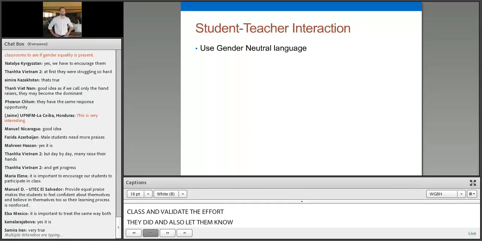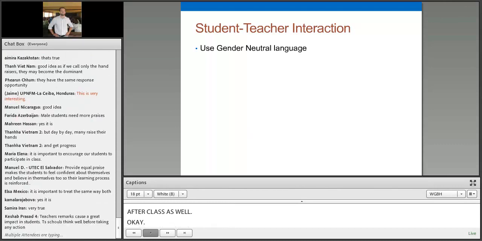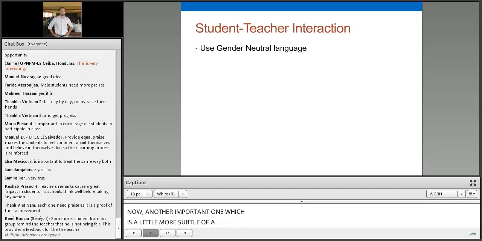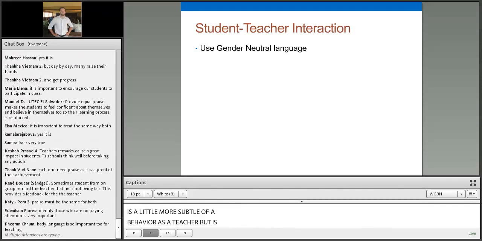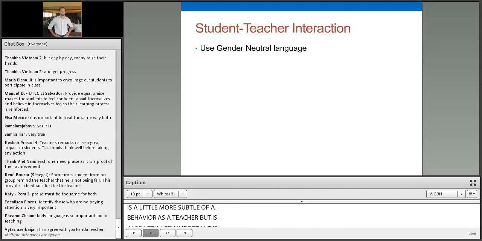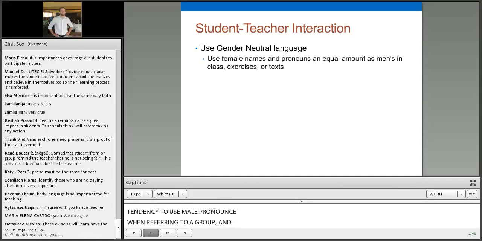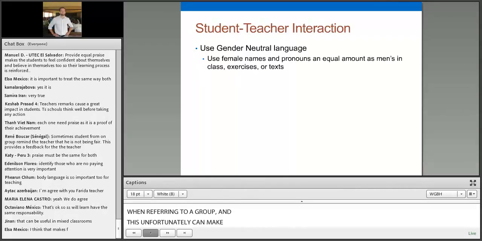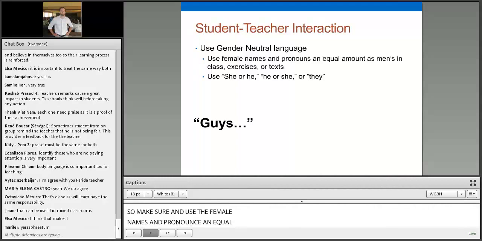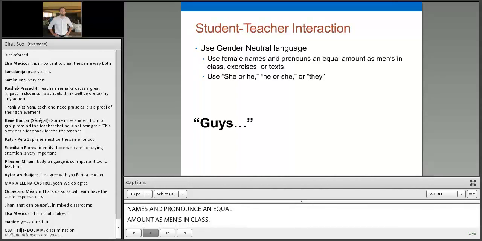Okay, now another important one, which is a little more subtle of a behavior as a teacher, but is also very, very important, is using gender-neutral language. So sometimes in English there's a tendency to use male pronouns when referring to a group, and this unfortunately can make female students feel left out. So make sure to use female names and pronouns an equal amount as males in classes, exercises, or texts. You can do this by saying she or he, or she, or they. One common scenario is using the term guys in English when referring to a group, even if it's mixed gender.